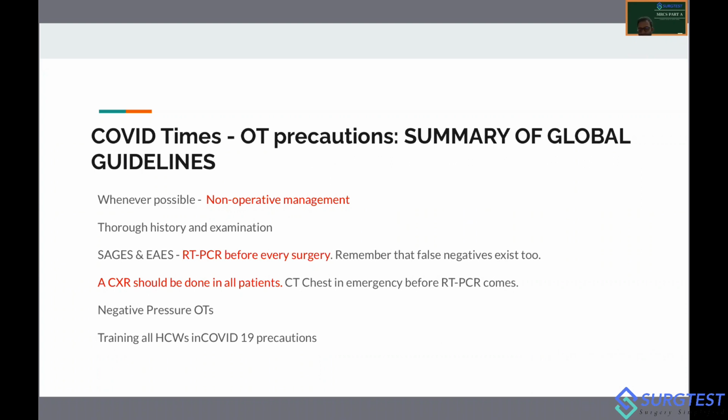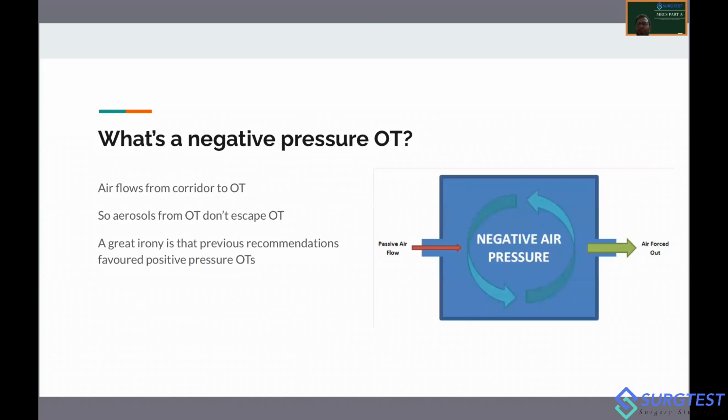SAGES and EAES recommend RT-PCR before every surgery. They also ask you to remember that false negatives can exist. A chest X-ray is a must in all patients. A CT chest is done only in emergencies before RT-PCR can be done. When you don't have time to do an RT-PCR, and if you have a patient with perforation, a CT chest is enough. And negative pressure OTs. We will be discussing negative pressure OTs in detail. Training of all healthcare workers in COVID-19 precautions. So what is a negative pressure OT?